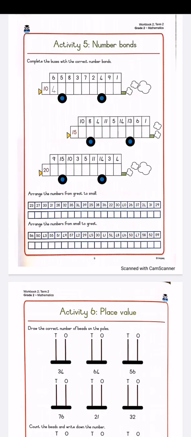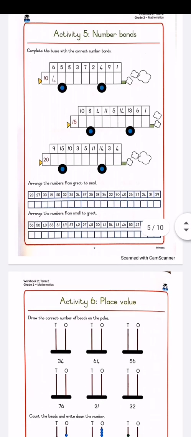Okay, activity 5 is number bonds. Complete the buses with the correct number bonds. So the first bus is number bonds 10. So you use 6 and they did the first one for you. 6 and 4 will give you 10. So 5 and what will give you 10? Okay, so complete the numbers at the bottom. If you add them to the numbers at the top, they must give you 10.